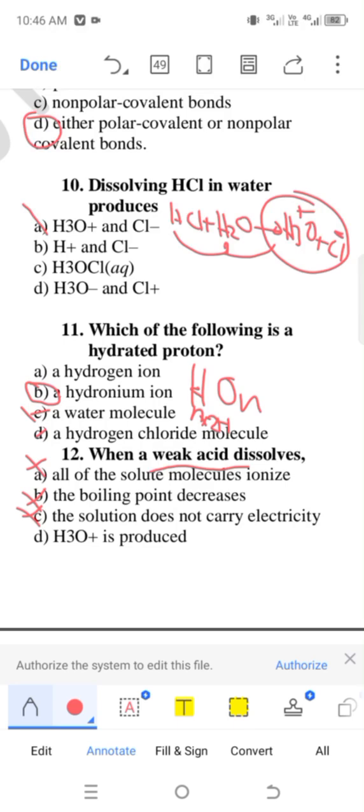And hydronium is produced. Of course, hydronium would be produced through the reaction.